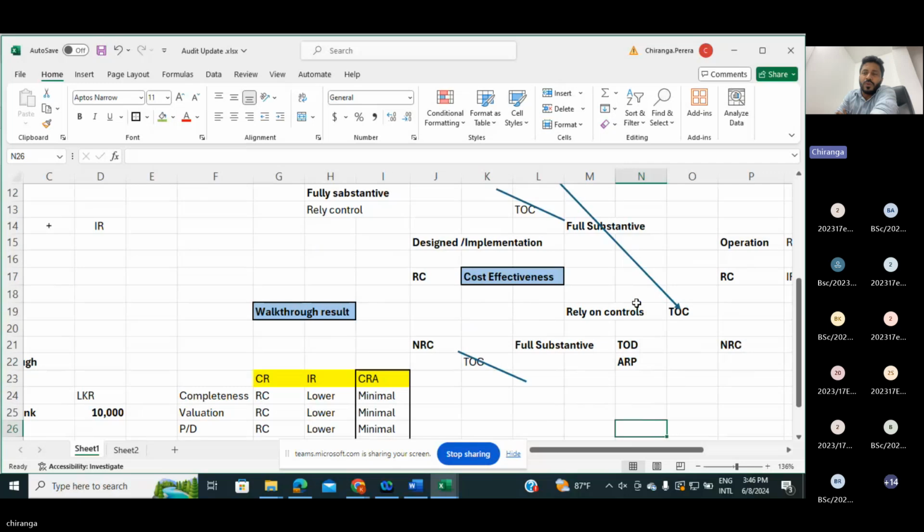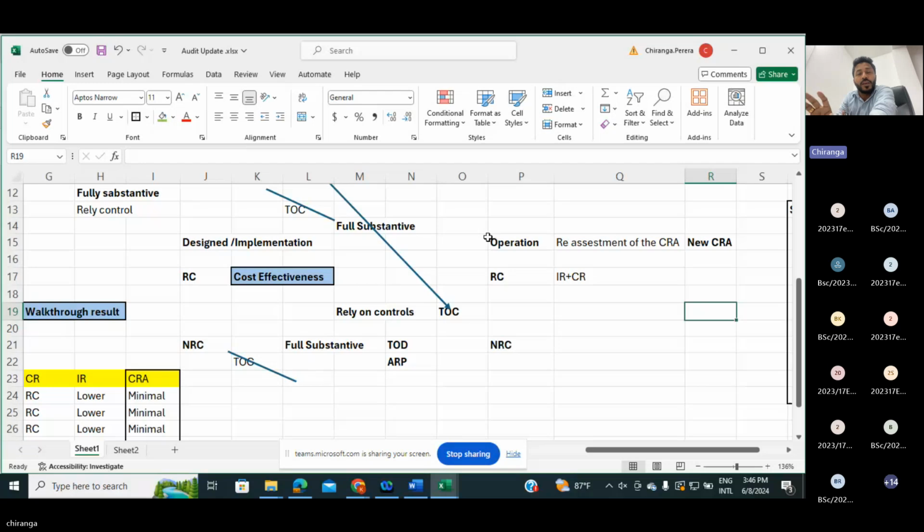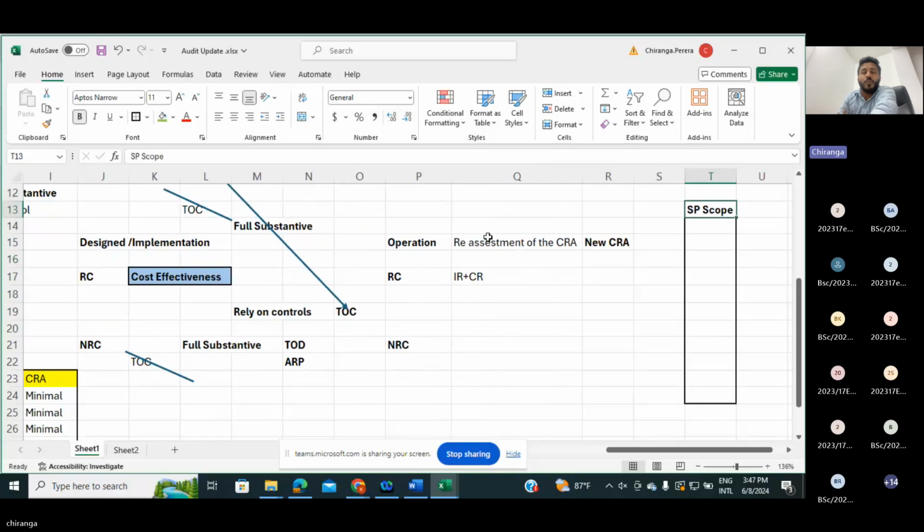According to the walkthrough results, you can decide on a full substantive approach. If it is so, there is no need to do TOC. If it is reliant control also, for cost-effective purposes, in some scenarios we are not doing TOC, we are going with a full substantive approach. In both scenarios we are not doing TOC, but if we have many transactions during the period, definitely we test the controls, the critical controls, right? And we need to know how we are going to test critical controls and how you identify them. That should be discussed. For understanding purposes, you can take it as doing TOC. Doing TOC means checking the operating effectiveness of the controls. After doing TOC, you have to reassess the CRA again, and that CRA should be used for getting the scope for substantive procedures.